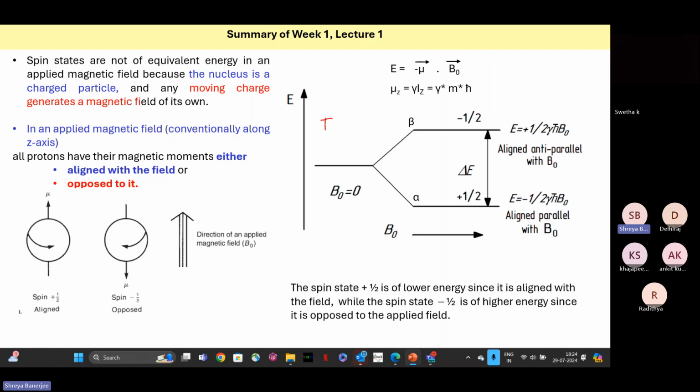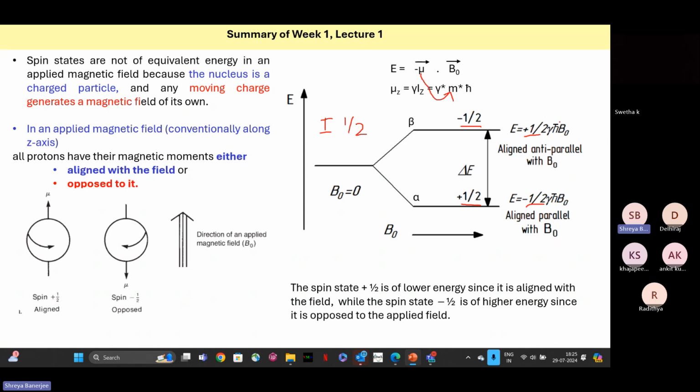This is the case where I is half. So m values are minus half and plus half. These are your m values. If you find this product in this equation, you replace the value of mu with gamma m h bar, and you replace m first with plus half and then with minus half. Then you will get two values of energy, minus half gamma h bar b0 and plus half gamma h bar b0.